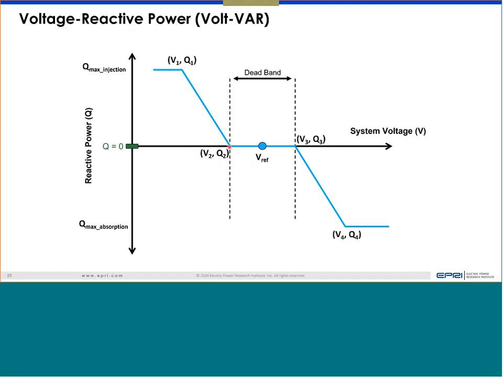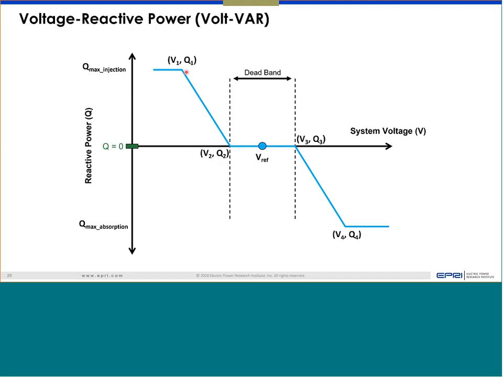Then, if the voltage goes below V2, which is considered a low voltage condition, you expect the DER plant to inject VAR to help boost the voltage. Below V2 is a low voltage, say 0.96 or 0.95, and you want the plant to inject VAR to boost the voltage. That's what this curve represents. As the voltage goes further low, the plant tries to increase VAR. At a certain point, say V1, it will inject the maximum VAR it can.